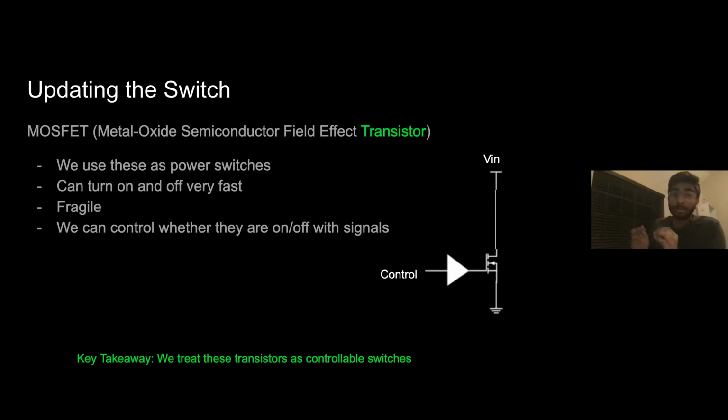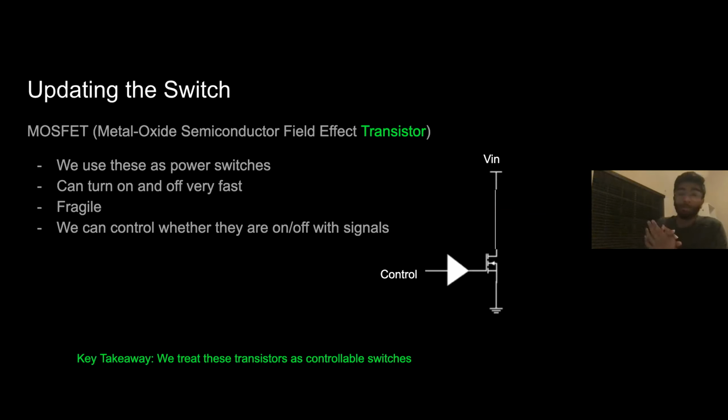And I'm going to abstract what a transistor is pretty greatly for the simplicity of this presentation. We're using it as a powered switch. We can control whether they're on or off with an input signal. So you can see our control here, controlling the gate, and that's basically connecting this terminal with this terminal. We can turn them on and off very fast, which is really good for this application. But something we have to remember is that they're very fragile. And I'll talk about why that's a problem in a second. Key takeaway, these are controllable switches that we're introducing.